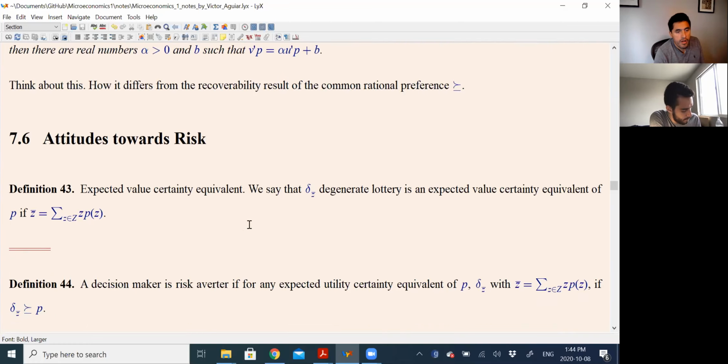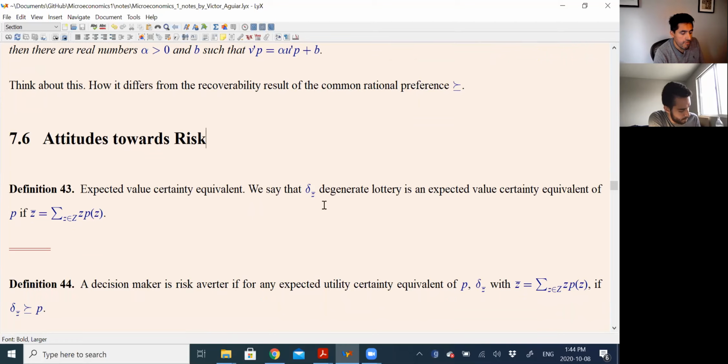And so now, what about models that are not expected utilities? Is there a way to understand attitudes towards risk a little bit more generally? And then how to understand this within the context of expected utility? So this is a little bit the role of this section, 7.6.